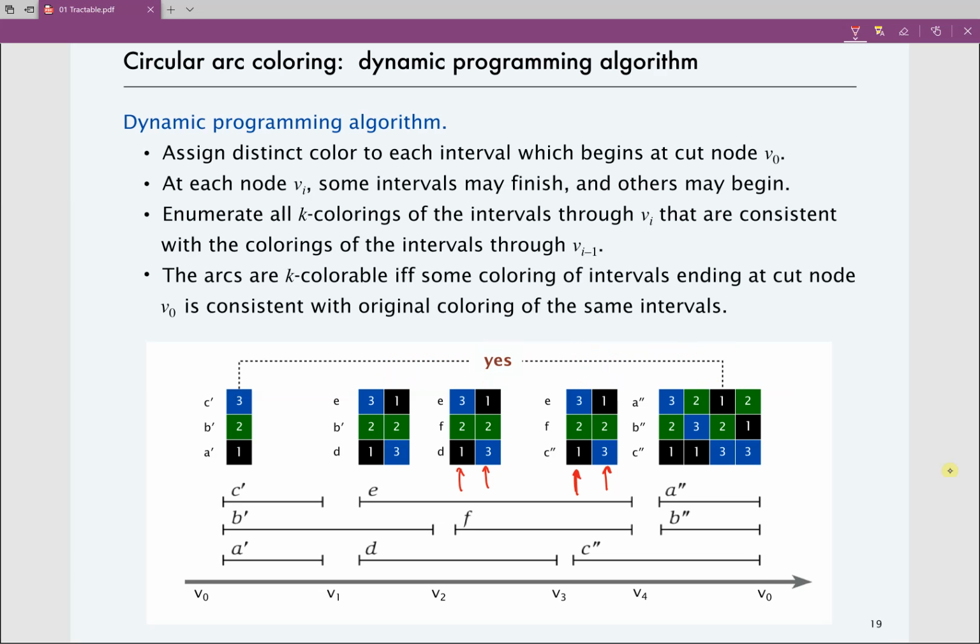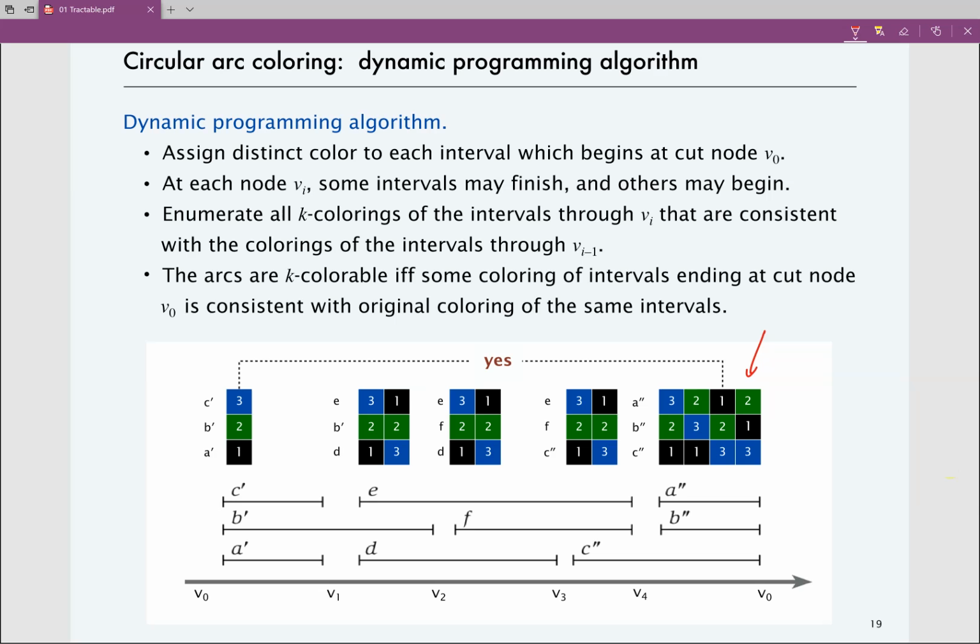And the final thing to do is to look at all of these permitted colorings. These are the only possible colorings that we can end up with at V4, because we need to have consistency among all of these intermediate colorings. In order to ensure consistency, the only possible colorings at V4 are these 4 colorings that we end up with. Now, the final thing we need to check is, do any of these possible colorings match the initial coloring for A prime, B prime, C prime? Because these colorings over here are the colorings for A double prime, B double prime, and C double prime.